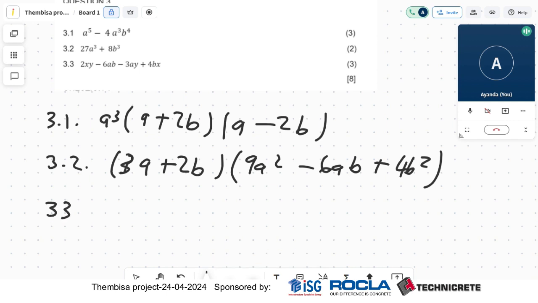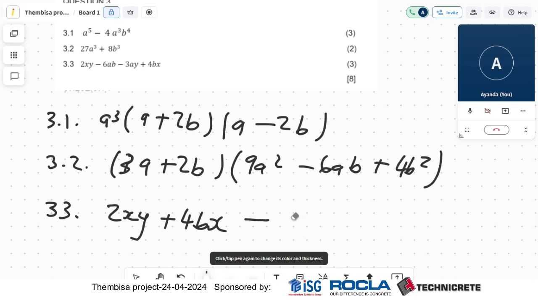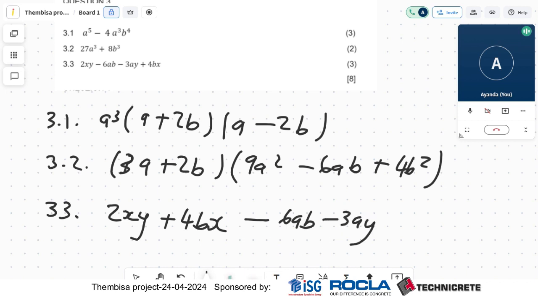And for 3.3, we have 2xy minus 6ab minus 3ay plus 4bx. So first we're going to start off by grouping these terms together. So let's have 2xy and 4bx in a group, minus 6ab, and we'd have minus 3ay. So here we're grouping x's together, and here we're grouping the a's together.